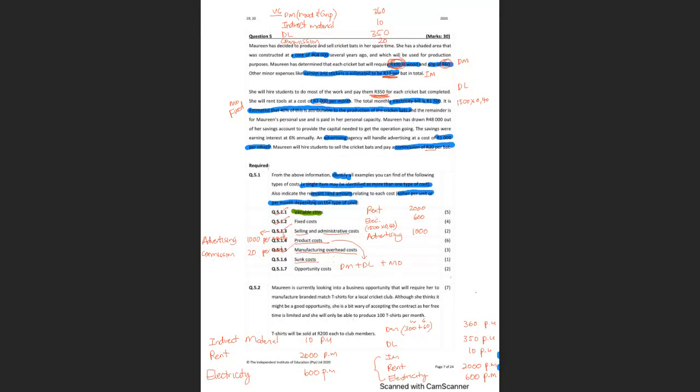Your sunk costs were, remember, any cost that was incurred where you're never going to recover any of those funds.